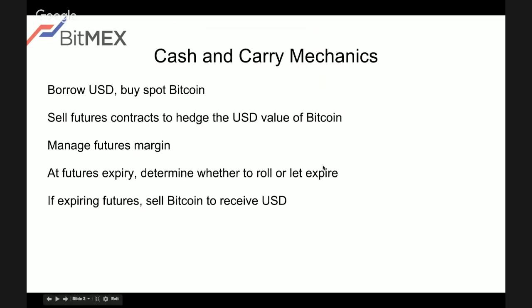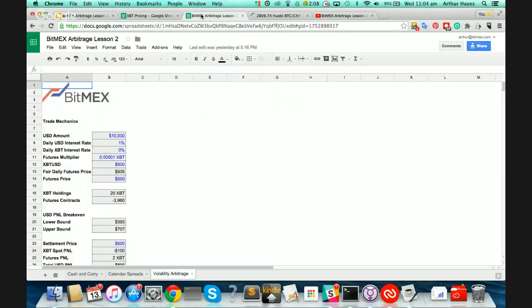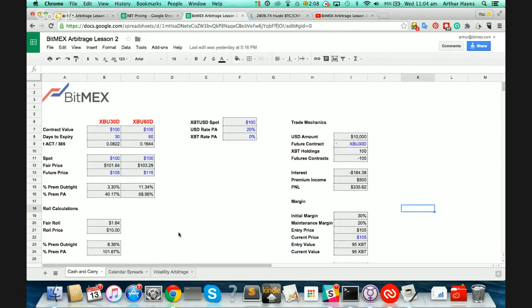Now, please go to the spreadsheet, the Arbitrage Lesson 2 spreadsheet, and the cash and carry tab. So right now I've mocked up 2 fake futures contracts, a 30-day and a 60-day futures contract. Each contract will be worth 100 US dollars of Bitcoin at any price. This is the inverse futures contract structure that we discussed in lesson 1. And each one has 30 and 60 days to expiry. And here is our time value. So we take the number of days divided by 365. Let's assume that the spot price is $100.